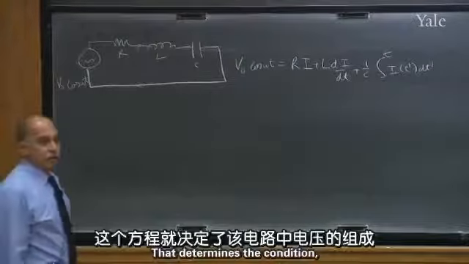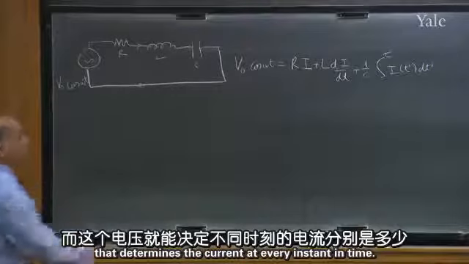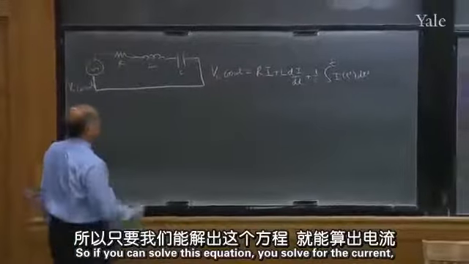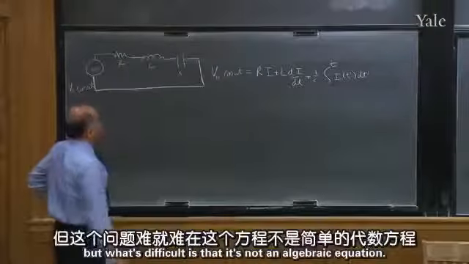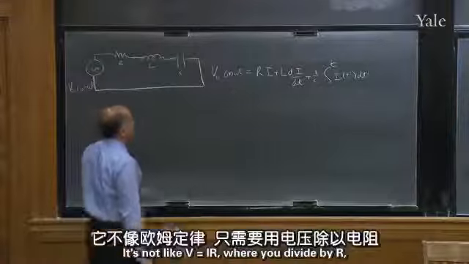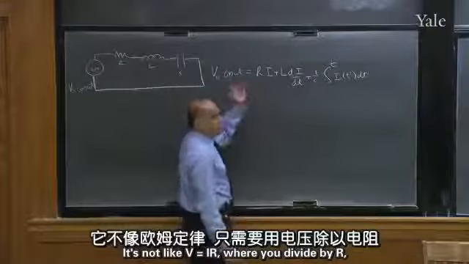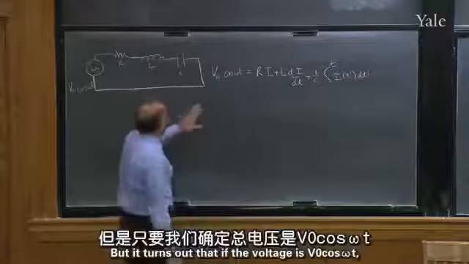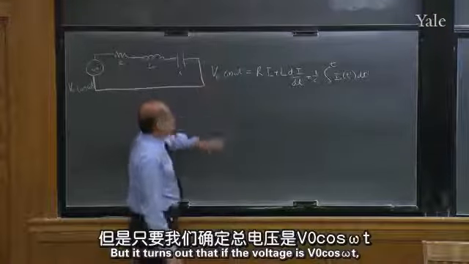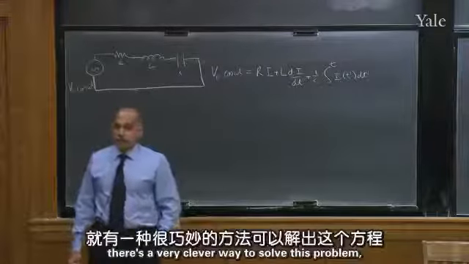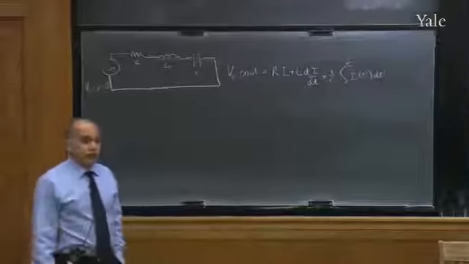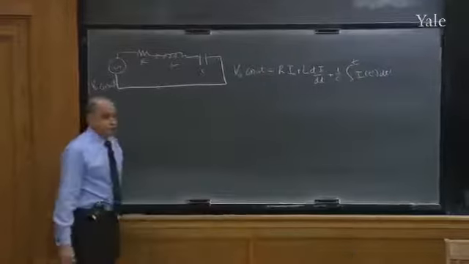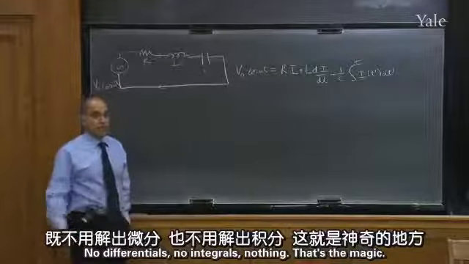That determines the current at every instant in time. So if you can solve this equation, you solve for the current. But what's difficult is that it's not an algebraic equation. It's not like V equals IR, where you divide by R and you get the current. This has integrals, it has derivatives. But it turns out that if the voltage is V0 cos omega t, there's a very clever way to solve this problem, which takes it back almost to the good old days of V equals IR. No differentials, no integrals, nothing.